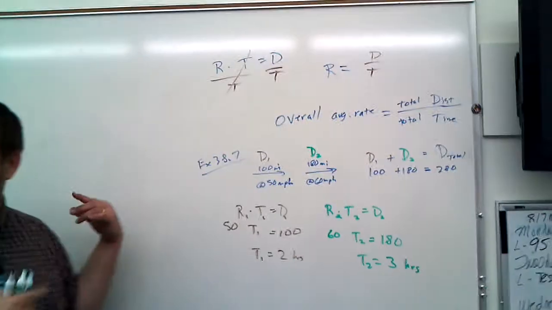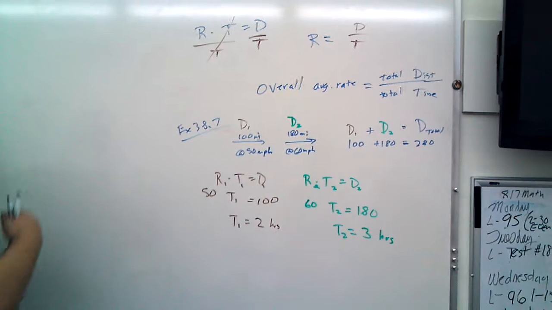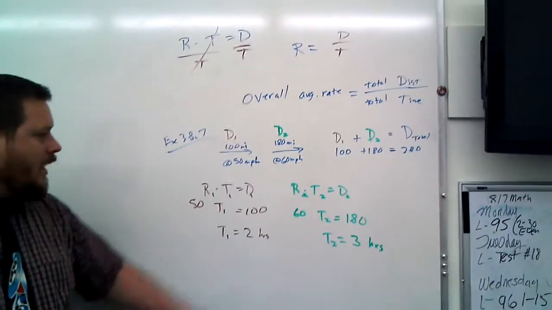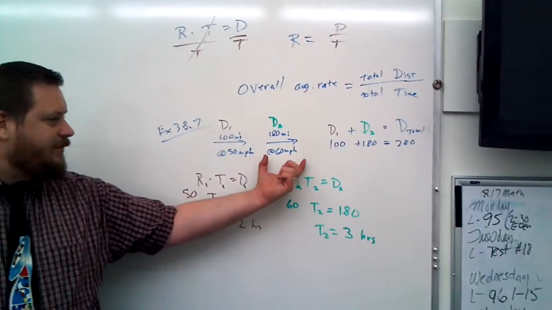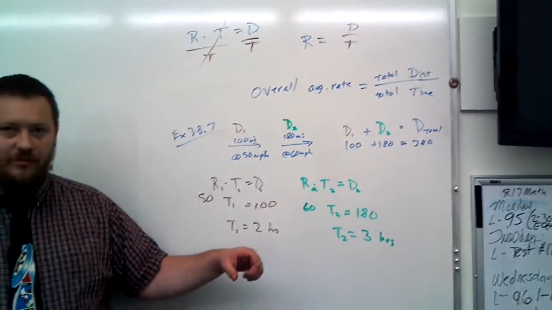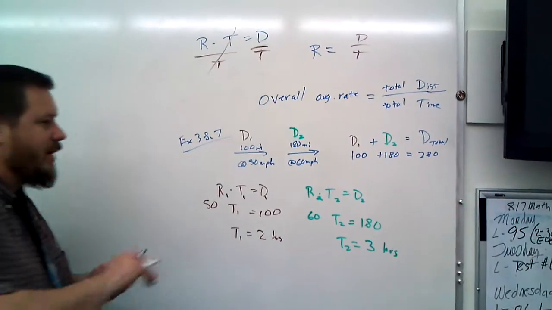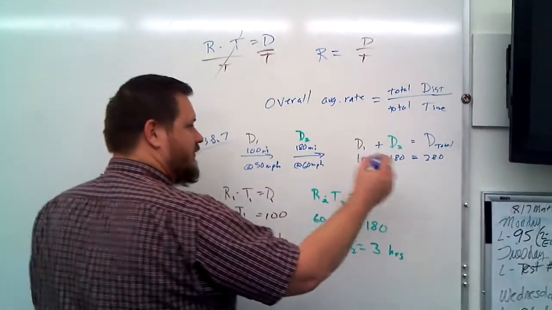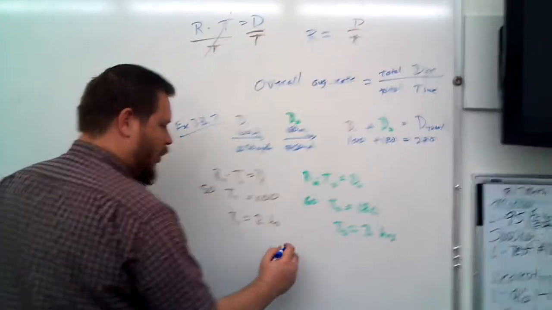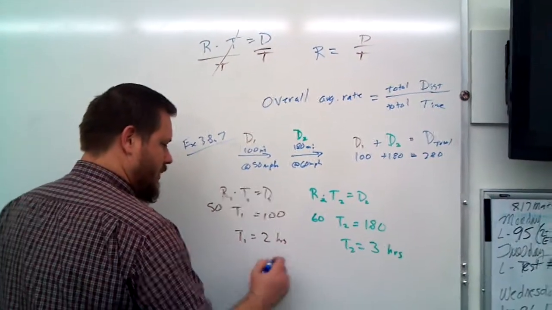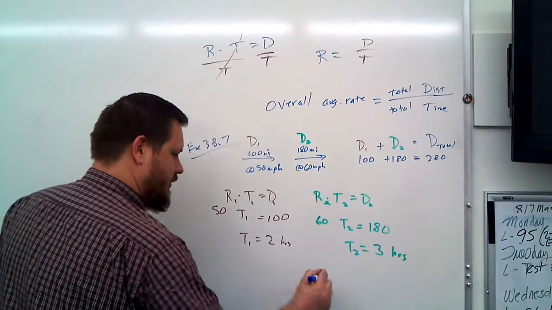Okay, let's finish this example. Then we'll do another one that's more involved, and I'll draw it out a little bit better on the other one. So the time spent on the second leg of the journey was 3 hours. Coming back to here, what is the total time then? 5.